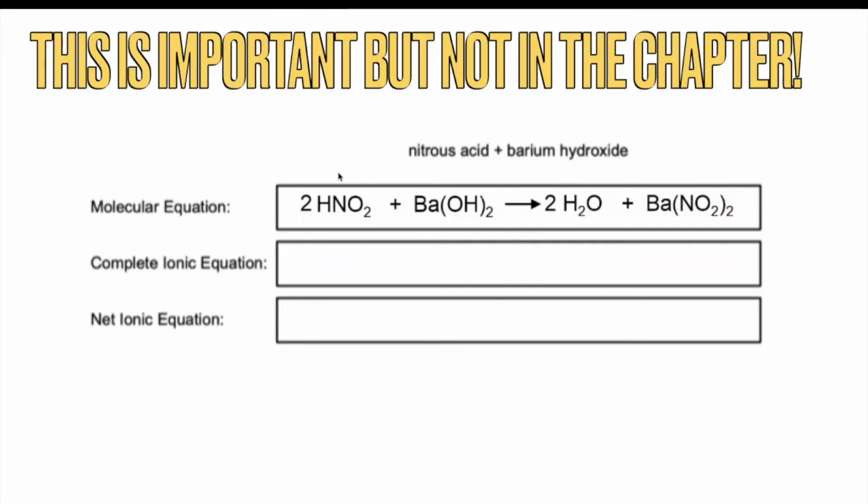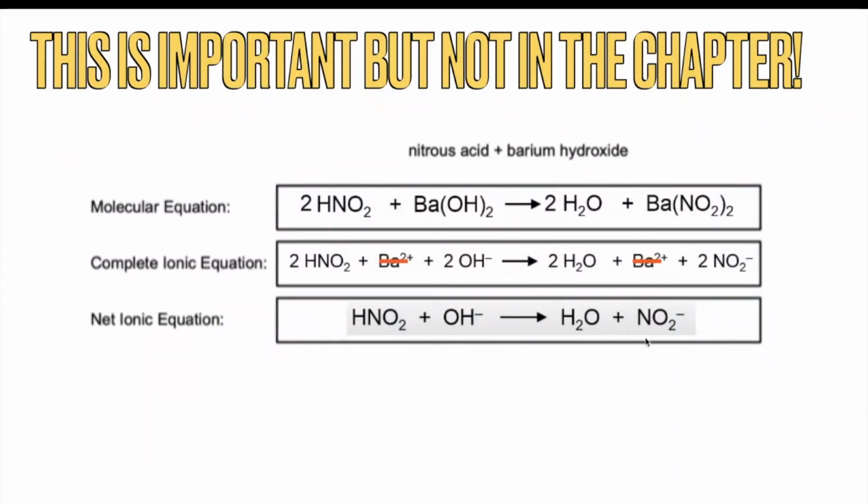Okay, this is weak. It's not going to break apart. This is a strong electrolyte. It is going to break apart. This is ionic. It's going to break apart. So really, the only two things that break apart are my barium nitrite and my barium hydroxide. So what do I have spectator ions of? It looks like it's just the barium. And so now I'm left with something that looks like this. Again, we want to reduce it. So I'm not going to have twos in front of everything. I'm just going to reduce it to its lowest common number here.